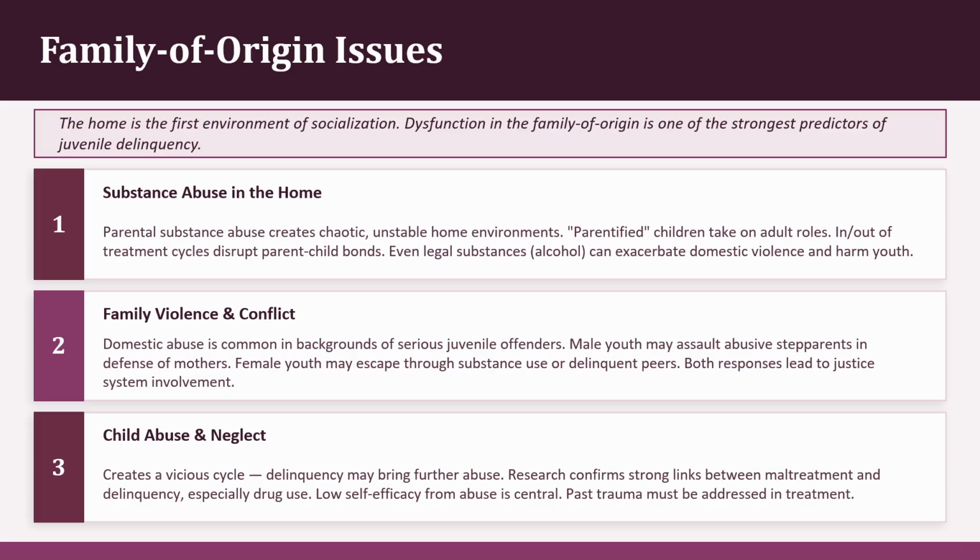The third category is child abuse and neglect. And here, the research is unambiguous. Maltreatment in childhood and adolescence is strongly and consistently related to delinquency, including drug use, which shows the connection even when other delinquent behaviors are controlled for. The mechanism appears to be self-efficacy. When children are subjected to abuse, their belief in their own ability to navigate life's challenges is systematically undermined. Low self-efficacy increases the pull of delinquency. This is why treatment programs must address past abuse experiences, not just the presenting behavior, if they are to achieve lasting change.